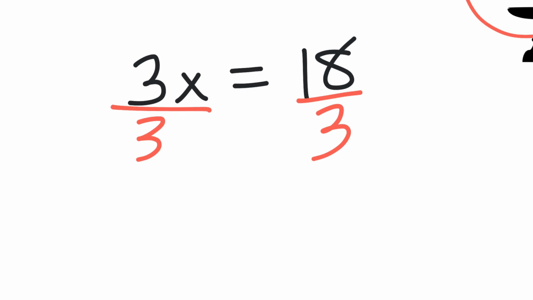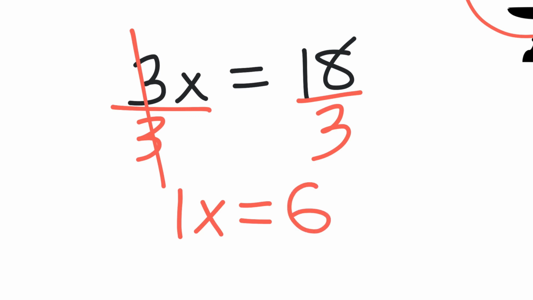And so, these two cancel out because you know that when we divide a number by itself, it ends up giving us 1. So on the left-hand side, we would have 1x. Now, 18 divided by 3 will give us 6. So on the other side, we'll have 6. And so our final answer is 1x equals 6, or we can just write that as x equals 6.